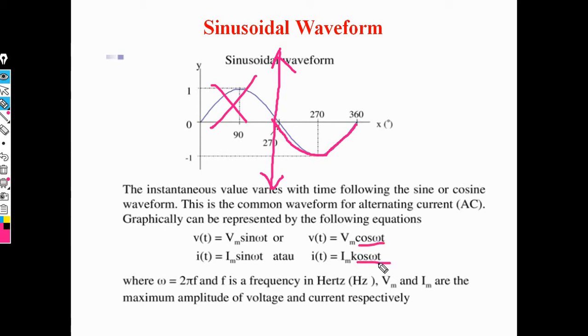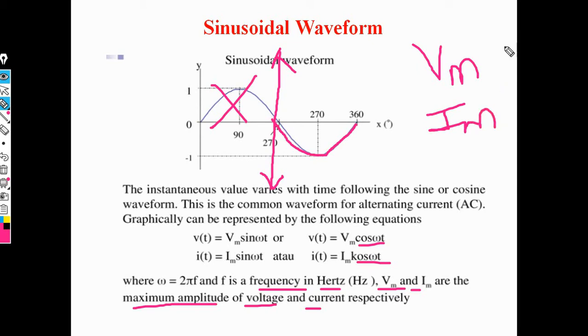Okay, and also we need frequency. The formula is omega is equal to twice pi f, where f is frequency measured in hertz. Then Vm and Im are called the maximum amplitude of voltage and current. Vm is the maximum voltage and Im is the maximum current. These are the two important parameters in a sinusoidal waveform.